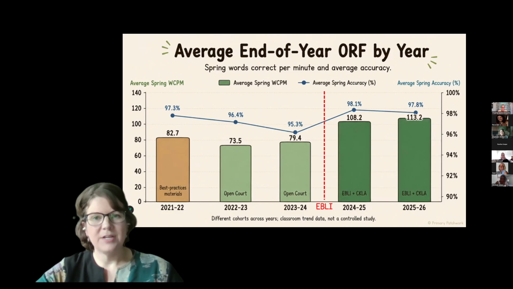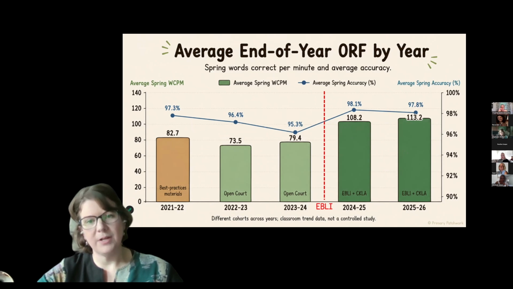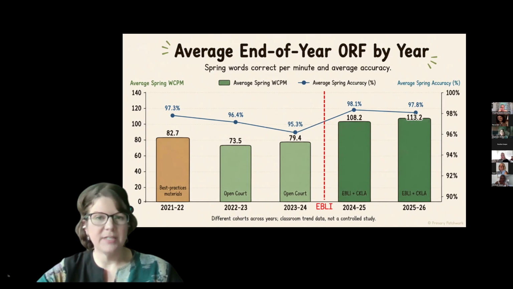The pattern that matters here is that after the shift I made to speech to print instruction with EBLI, my students' end of year words correct per minute increased, and the accuracy also got stronger. But more importantly than even the data is that my students' love of reading and writing grew. And the neat thing about motivation is that when we get better at something, that improvement works as just a natural reinforcer, a natural motivator.